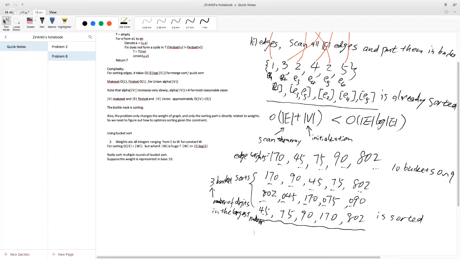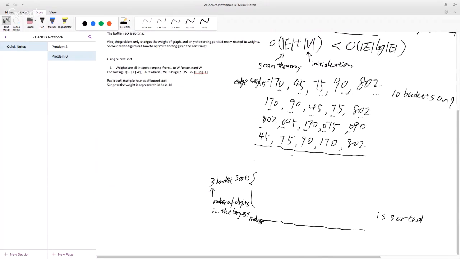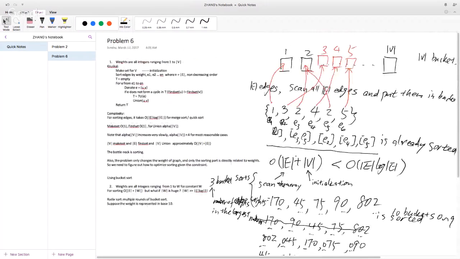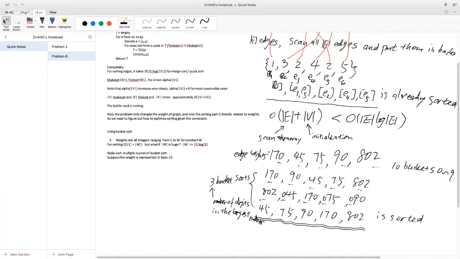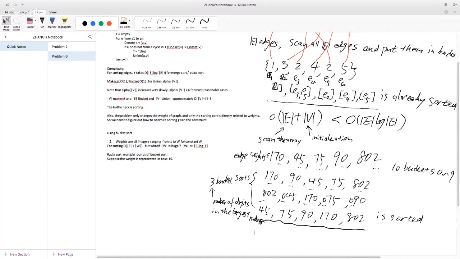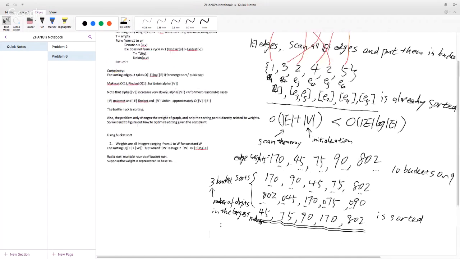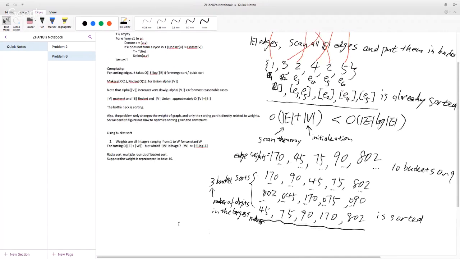So if oh no, why this is moving? Okay. Oh, this one is moving. Okay, let's put it here.